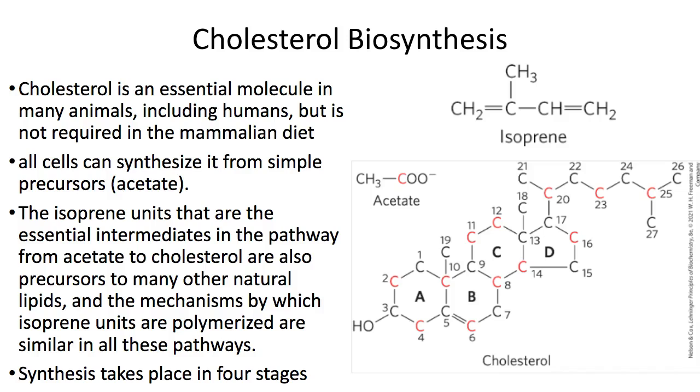How we can create it is essentially using acetate, and then from there we'll eventually make isoprene, which will be a key intermediate to finally get into the stage of creating the cholesterol. This synthesis of cholesterol happens in four major stages.